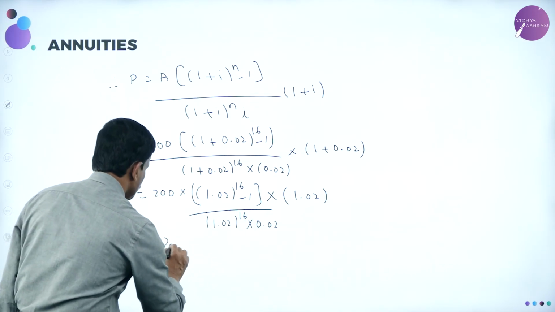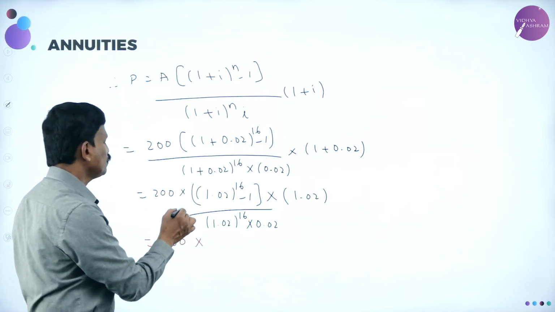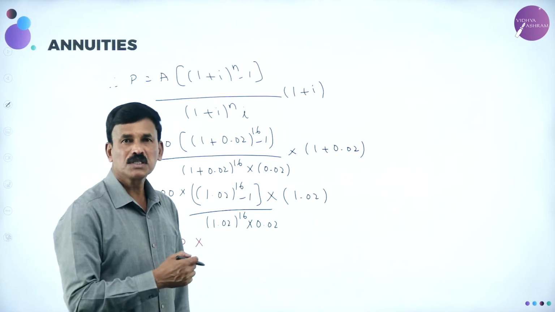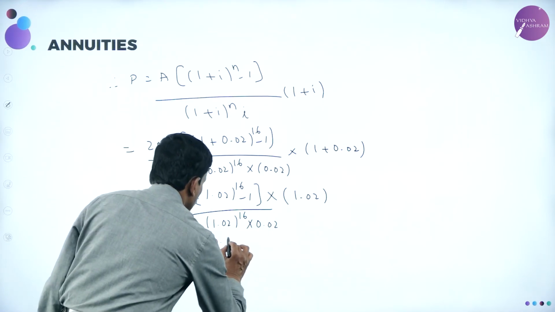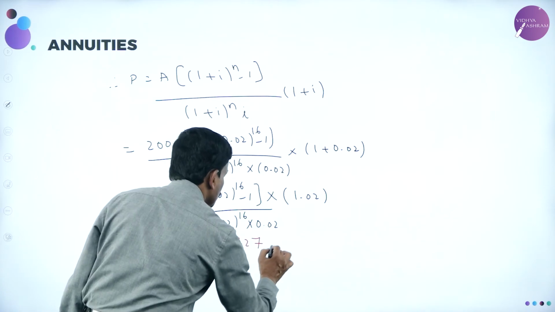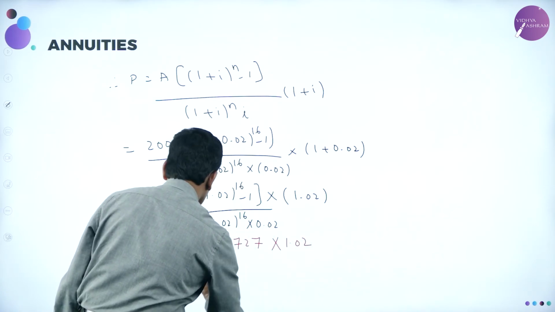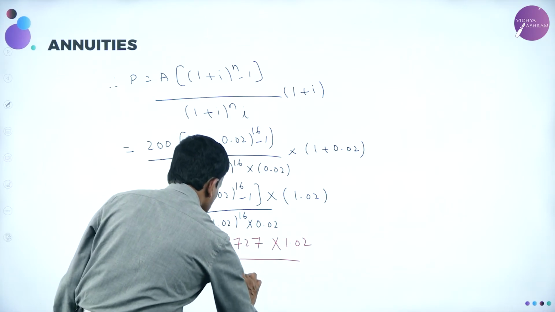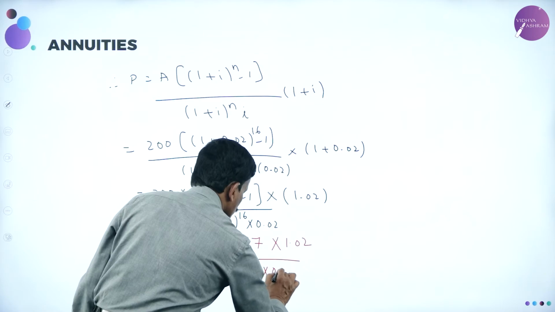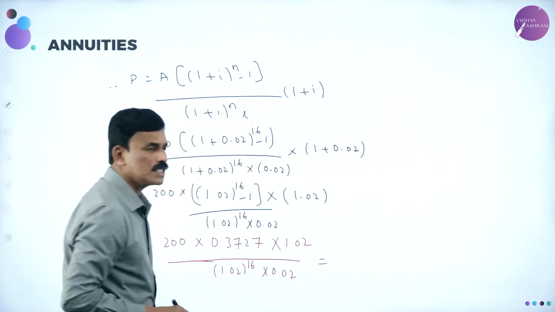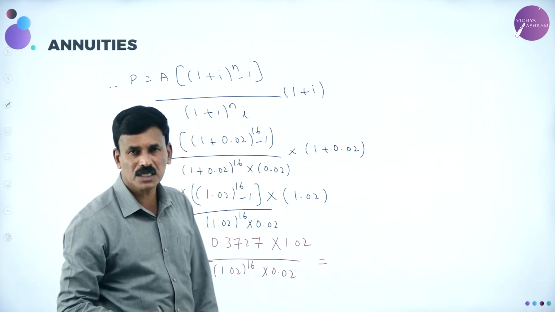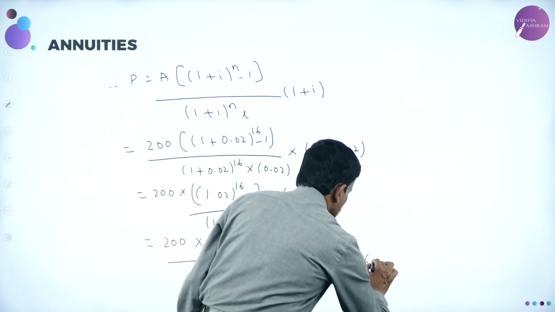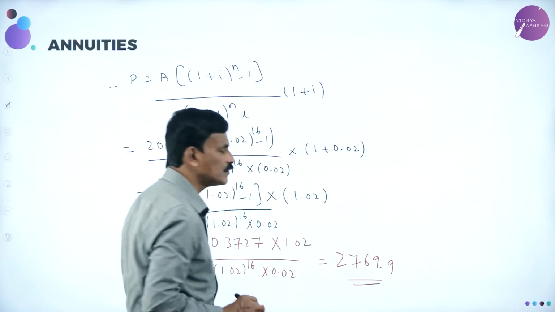So if we simplify this, this is 200 into 1.02 whole to the power of 16 minus 1, which is equal to, if we simplify this, you will get 0.3727 into this 1.02, divided by 1.02 to the power of 16 into 0.02. After simplifying on the calculator, you will get 2769.9. This is the value of P.